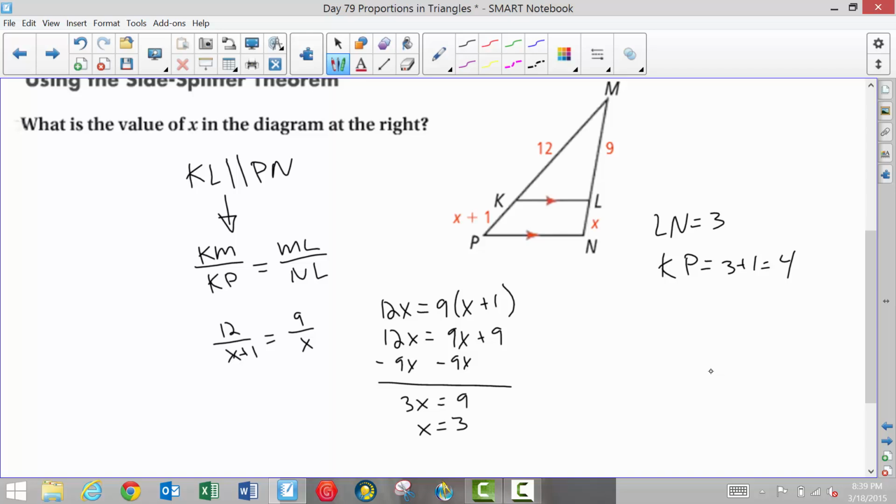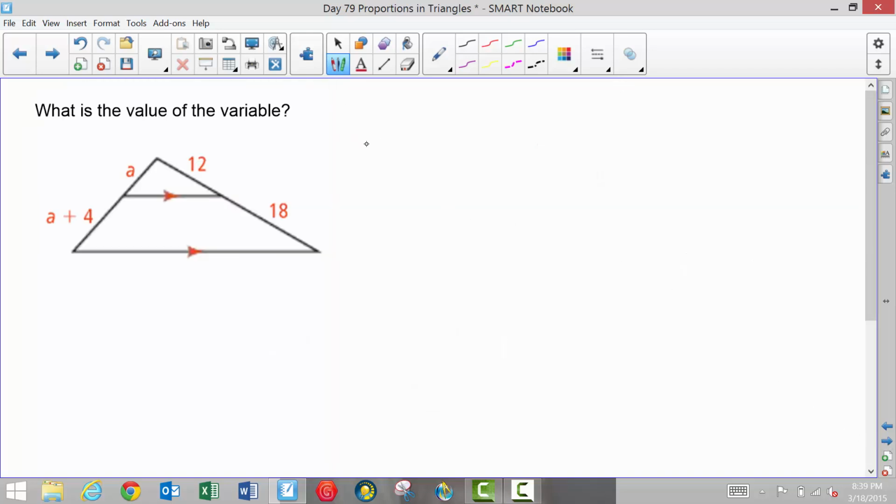And again, side splitter theorem. For triangles only, you have a segment that's parallel to a side. Therefore, you're going to have proportional sides, or I should say proportional segments. Let's do another one. What's the value of the variable? Well, it's a triangle. Therefore, I know I have a side splitter rule because AB is parallel to CD. So I now know that since AB is parallel to CD, I now have segments that are proportional.